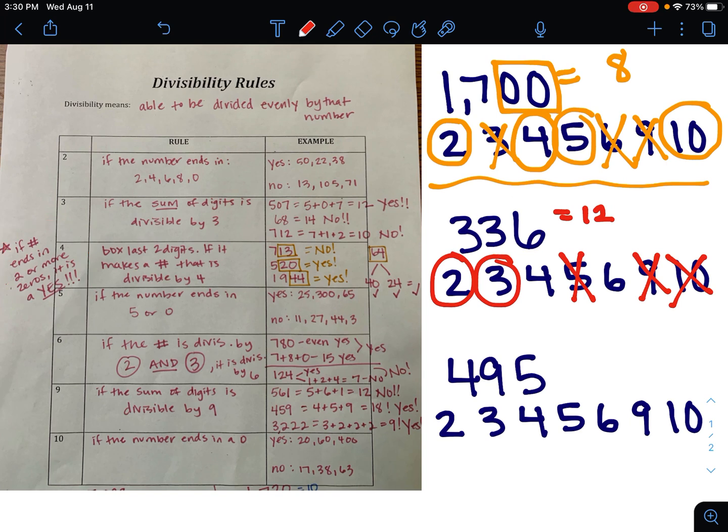So boxing the last two digits means this. And then if that is a number that's divisible by 4, it is. 36 is divisible by 4, and I know it because it's on my chart and also my multiplication chart, and also because I know 4 times 9 is 36. The 6 is only going to be a yes if the 2 and 3 are both yeses. They are. So we're definitely going to say yes for 6 on this guy.